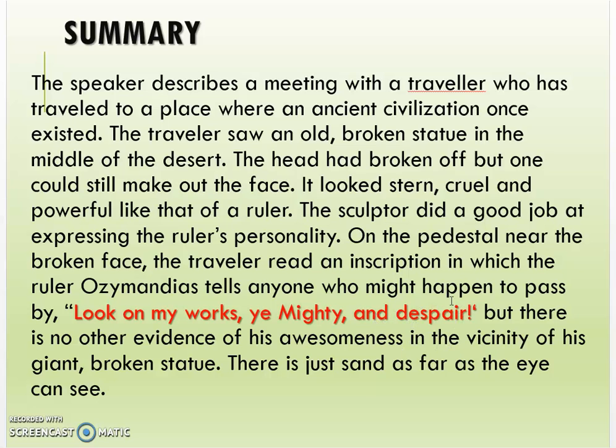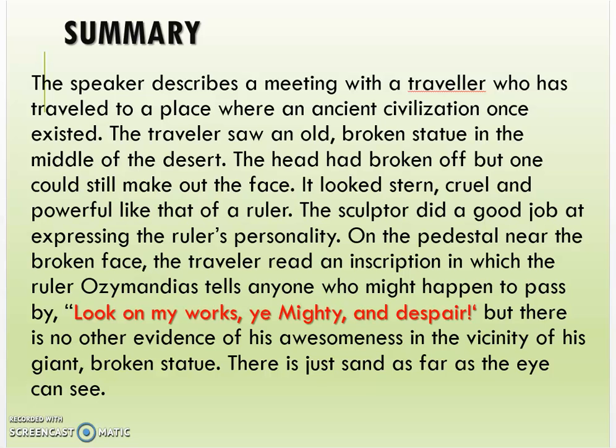And "mighty and despair" means go and be jealous of me, because no matter how much you try, you can never be like me. But there is no other evidence of his awesomeness in the vicinity of his giant broken statue. There is just sand as far as the eye can see. So such an arrogant display of might and power, but when you look around, you realize that maybe he was a good king, maybe he was a powerful king, but not anymore. So time is the biggest leveler. Time takes care of everybody in the same way. So at the end of the game, the pawn and the king go back in the same box.